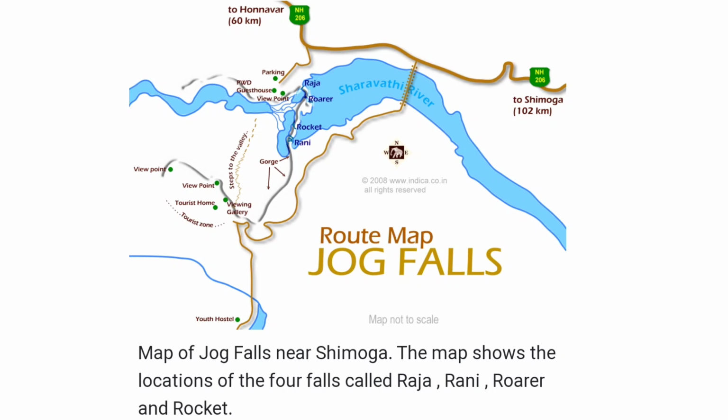Jog Falls is formed over the famous North Karnataka river called Sharavati River. It is made up of 4 different falls which are combined and called Jog Falls. The 4 major falls which form Jog Falls are Raja Falls, Roarer Falls, Rocket Falls and Rani Falls. Jog Falls drops from a height of around 253 meters or 830 feet, which makes it the second highest plunge waterfall in India after the Nohkalikai Falls in Meghalaya.